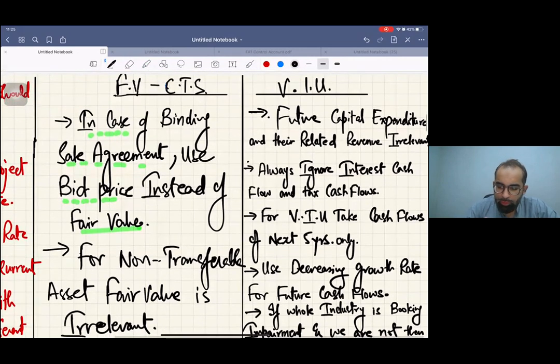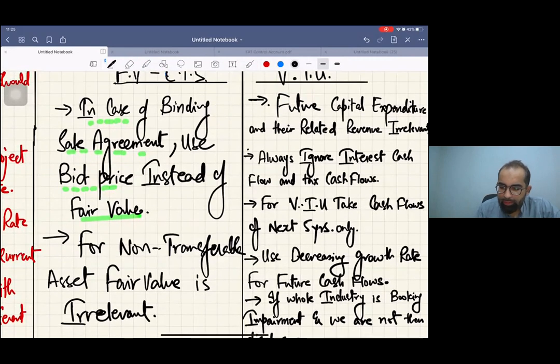Second point related to this, for non-transferable asset, fair value is irrelevant. Very good. For non-transferable assets, sometimes the government gives us a license only for us, and tells us that only you can use this asset. You cannot sell it. That means the door of selling has been closed. So now the fair value is irrelevant, because you can't take advantage by selling it.